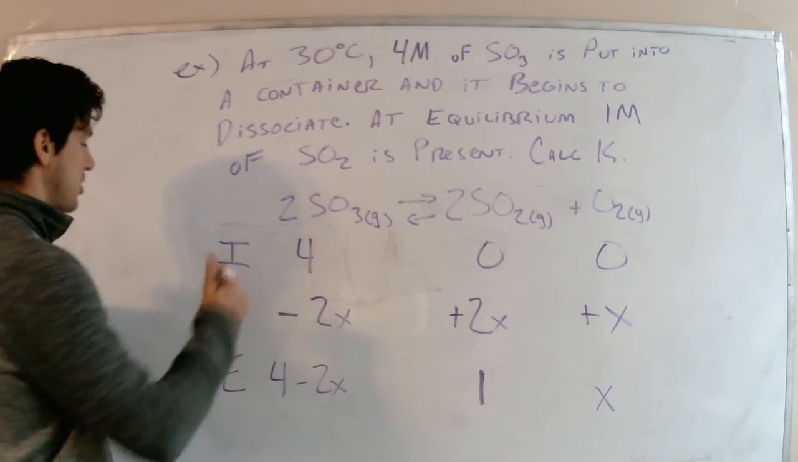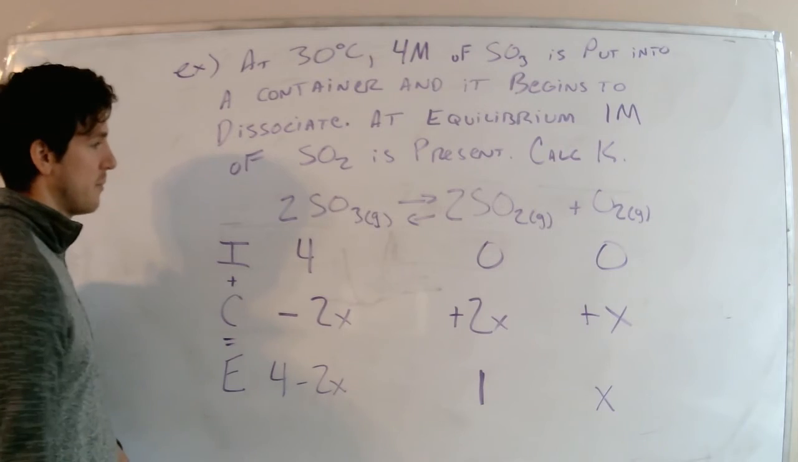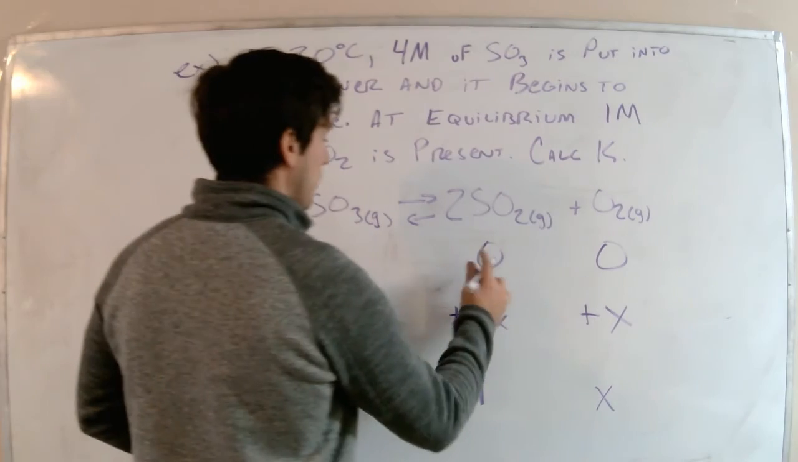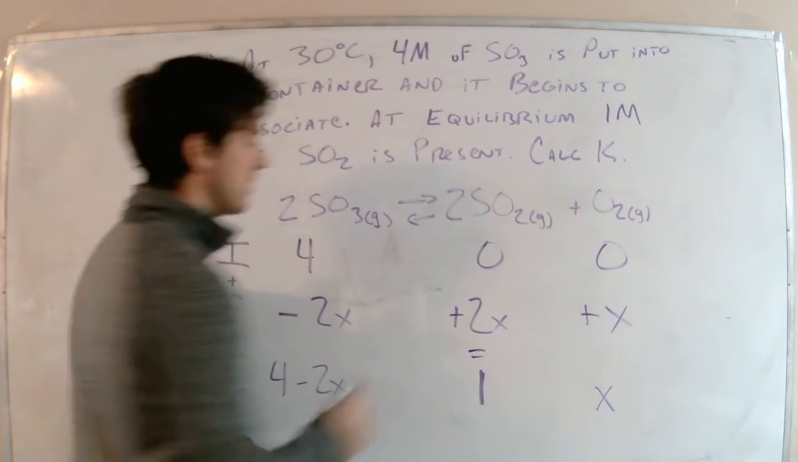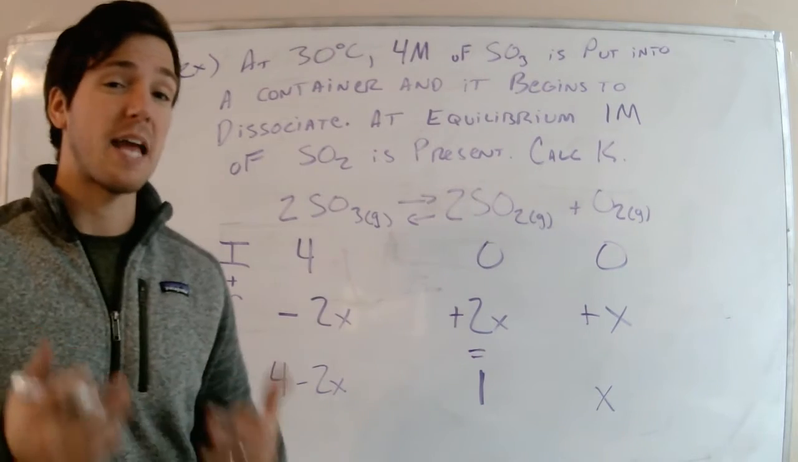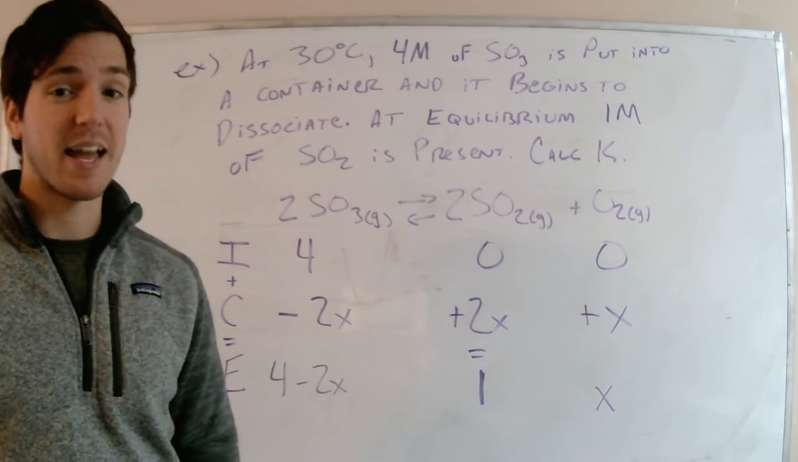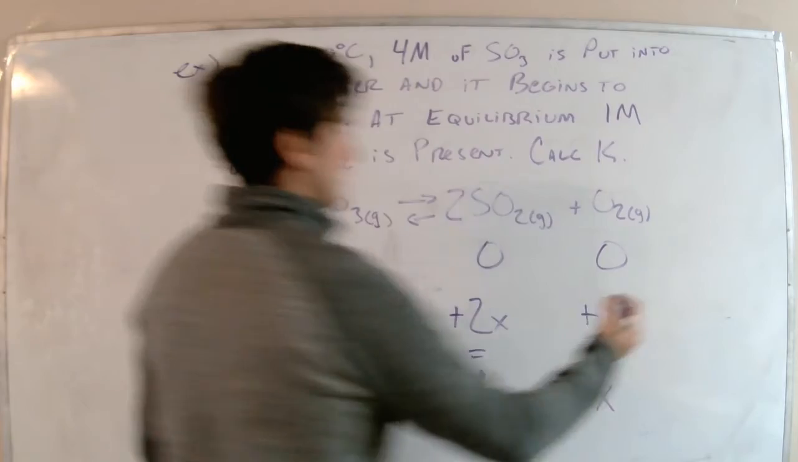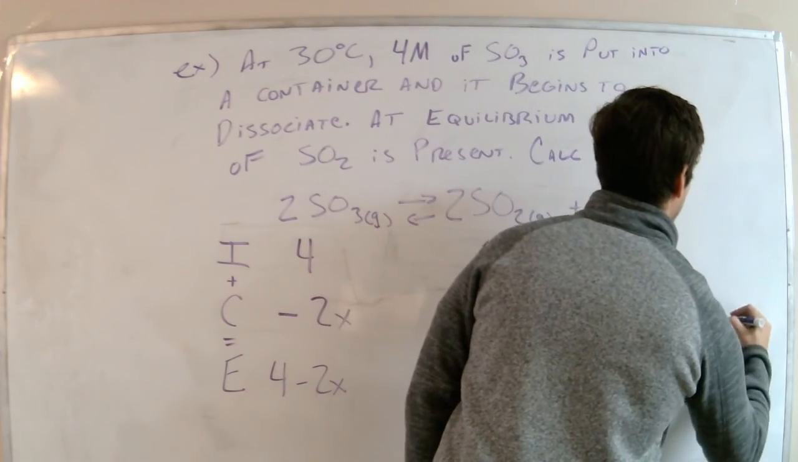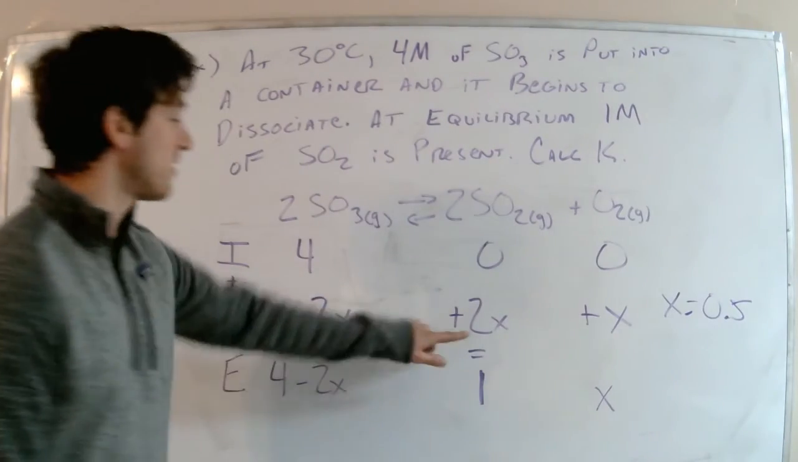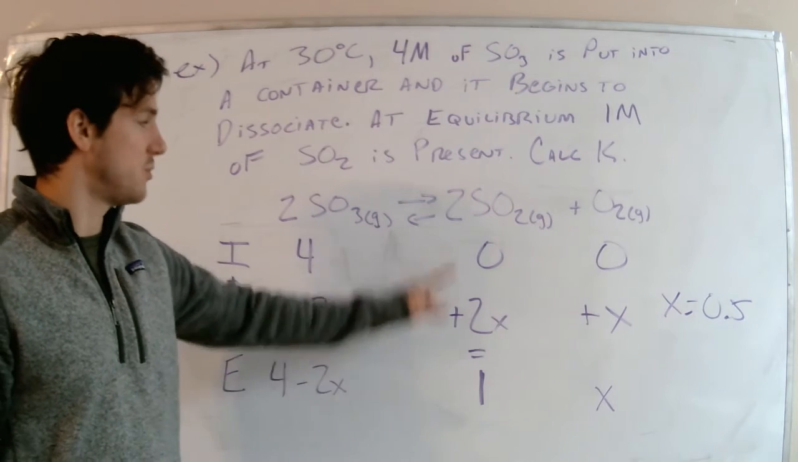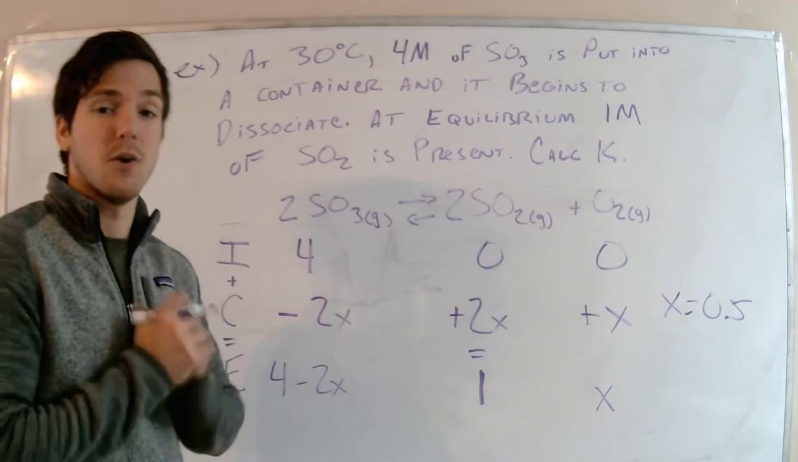Initial plus change has to equal equilibrium. So that means that 0 plus 2x must equal 1. So what must x equal? X must equal 0.5, right? If x equaled 0.5, that would equate to 0 plus 2x equaling 1.